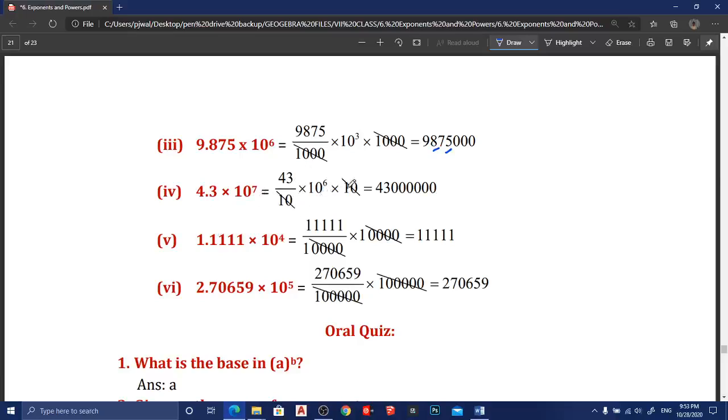So 4.3 into 10 to the power of 7 means 43 by 10 into 10 to the power of 6 into 10. I am splitting it like this to cancel 10 here. Okay, now 43 into 10 power 6 is 43 million you will get. Okay, next.